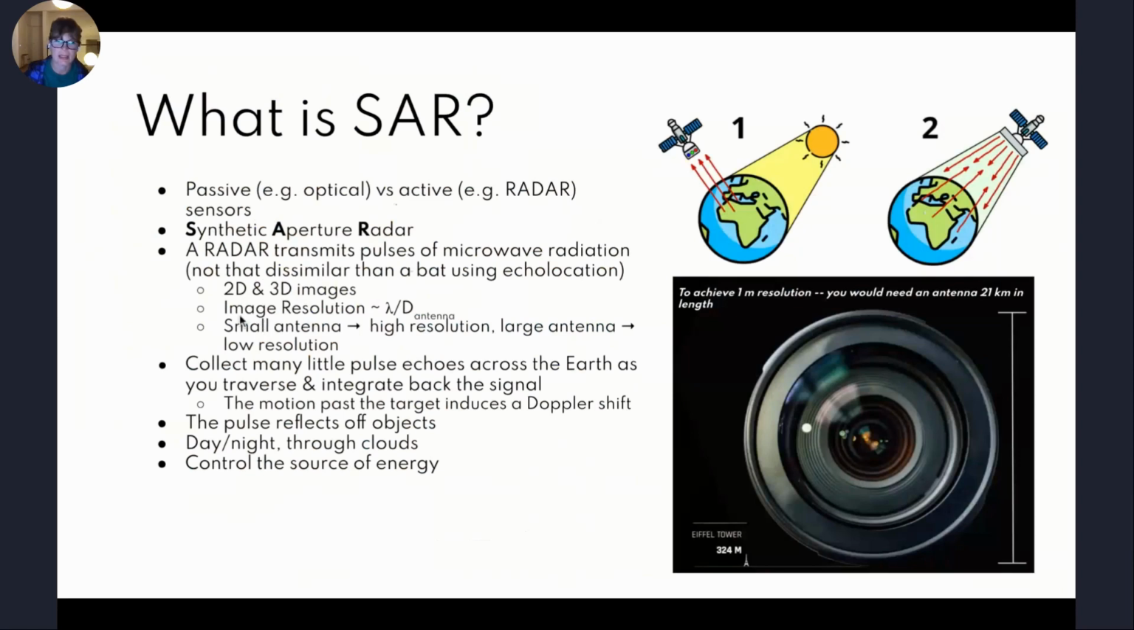One of the interesting things is that until recently, this was really hard because the resolution, the ability to resolve objects on the Earth, scales with wavelength over the size of the antenna. You can have a really small antenna to get really high resolution, see very fine detail, but you can't necessarily move that around quickly. You can only cover a small region. And if you build a really large antenna, you get super low resolution.